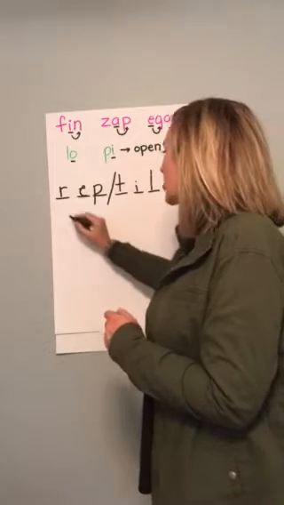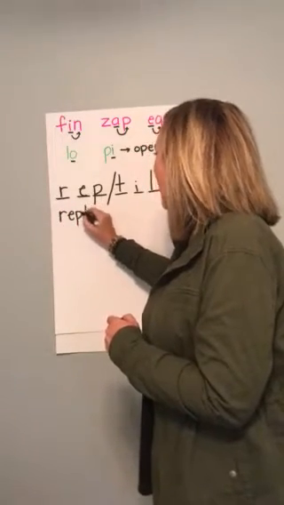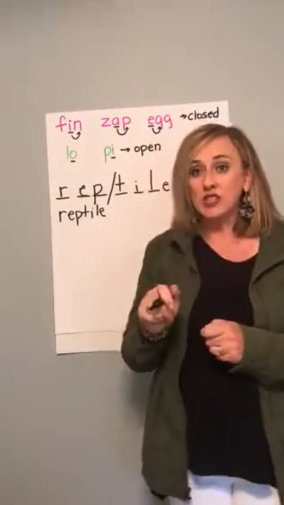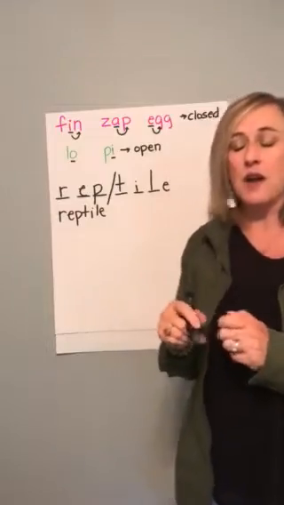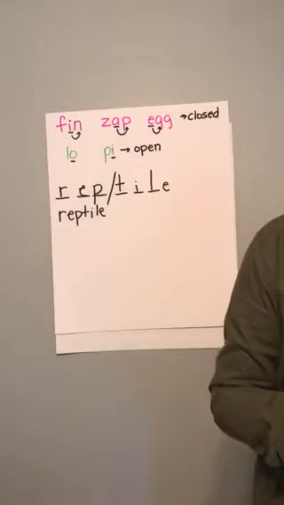Reptile. Let's write that word correctly. Tile. Go ahead and check your spelling with my spelling. If you made a mistake and need to change it, just go ahead and draw a line and fix that now.